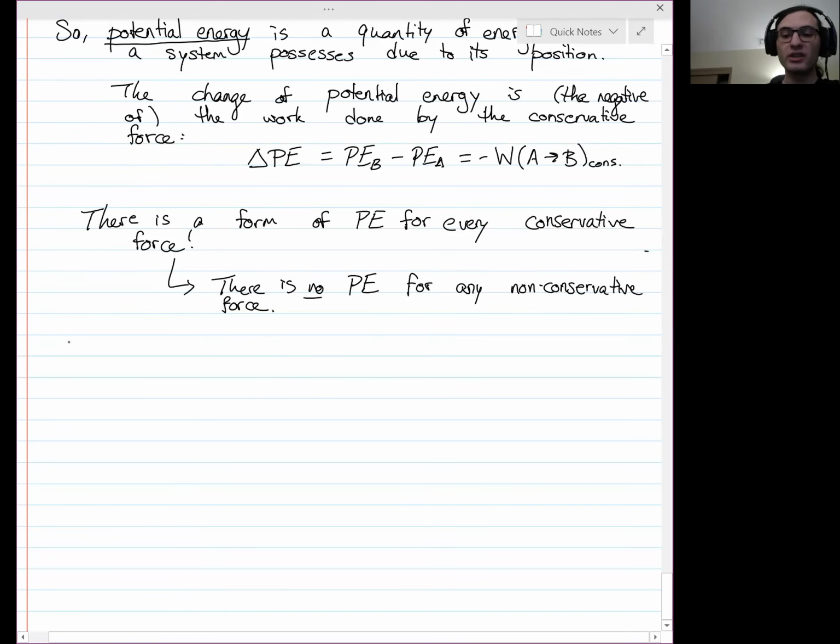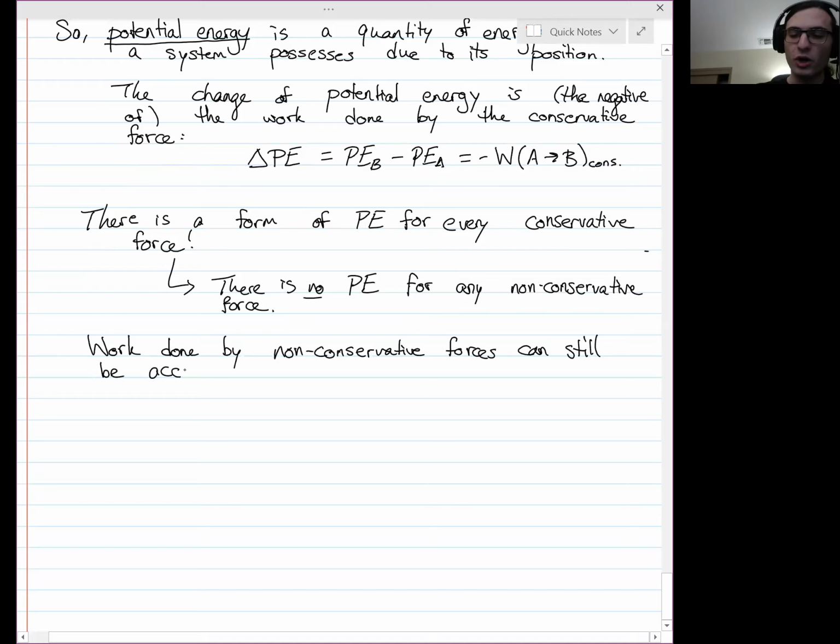But we can still compute work done by non-conservative forces. Work done by non-conservative forces can still be accounted for. We just call them something else, because remember, the work done by non-conservative forces doesn't just depend on position, it also depends on the path that it takes. The name that we give for work done by non-conservative forces is generally thermal energy, at least in cases that we will see.